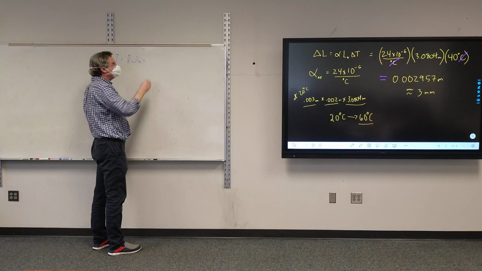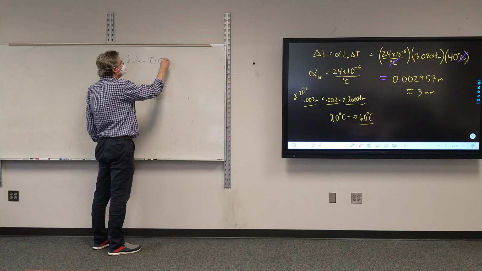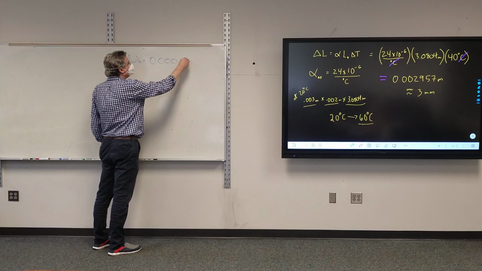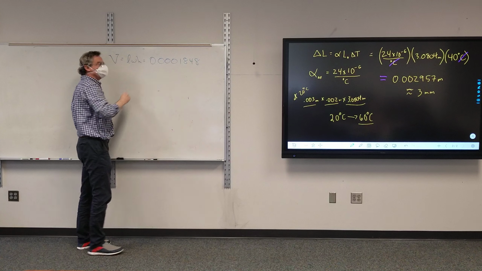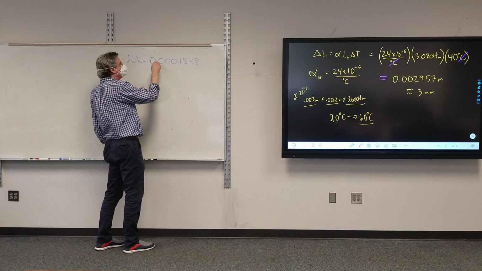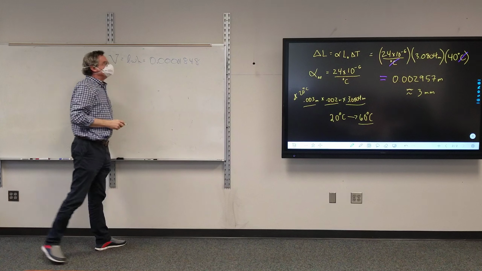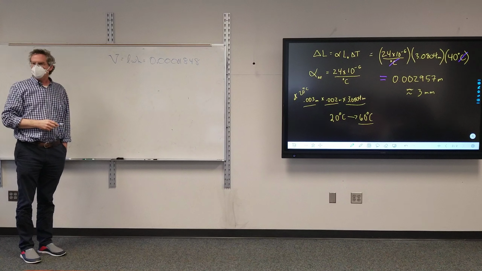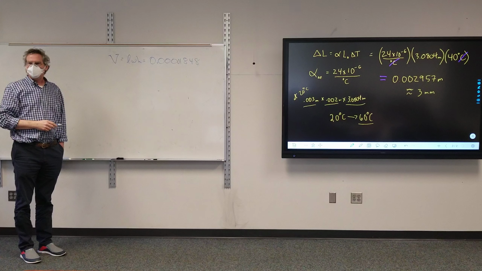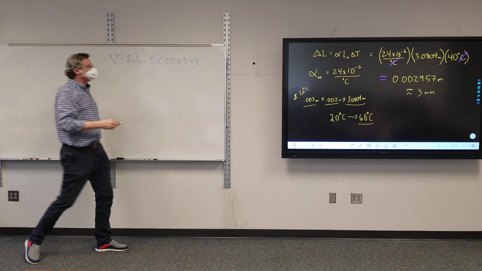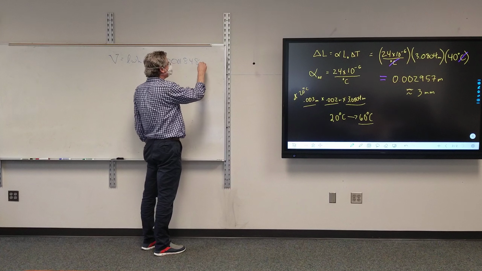Zero... 0.0001848. Is that the right number of zeros? Yeah. Okay. Oh wait, no, I have one more zero. I have 4 zeros. Units? Meters cubed. Yeah. Each of those is meters, so it is meters cubed.